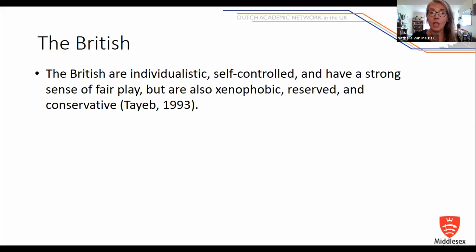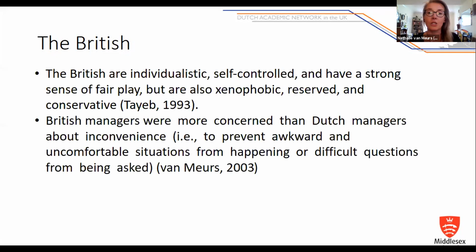So Taieb, back in 1993, said that the British are individualistic, self-controlled, and have a strong sense of fair play, but they're also xenophobic, reserved, and conservative. Now, isn't that paradox interesting, and could it potentially explain Brexit? In my own research, I found that the British managers were more concerned about inconvenience, and it's funny that the ambassador has also observed that. So they'd like to prevent awkward and uncomfortable situations from happening or difficult questions from being asked. And this in general is actually known as saving face.